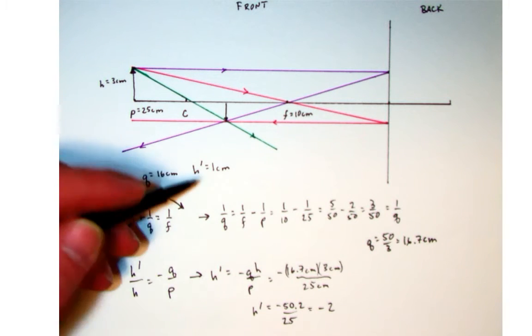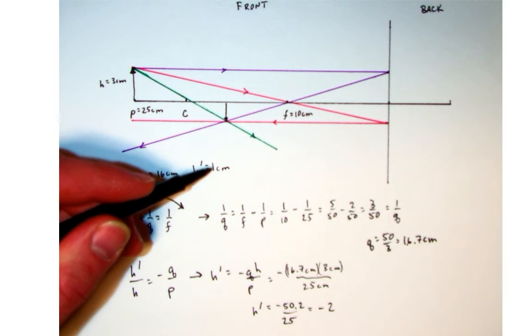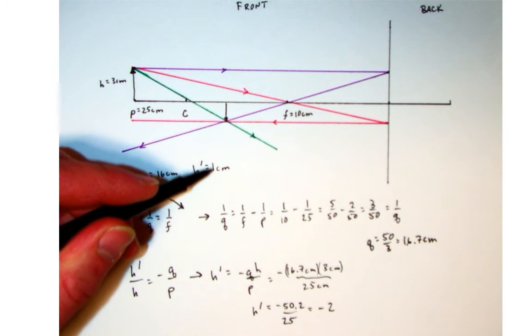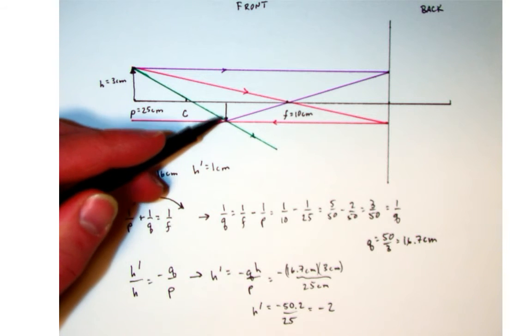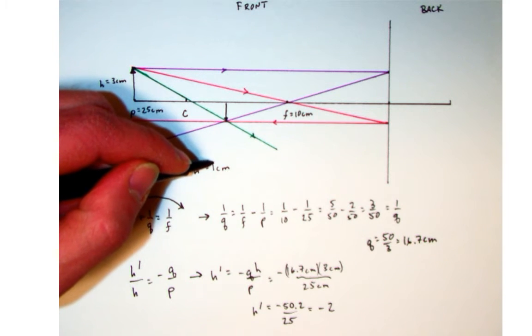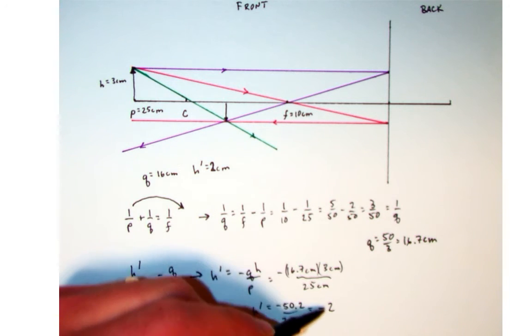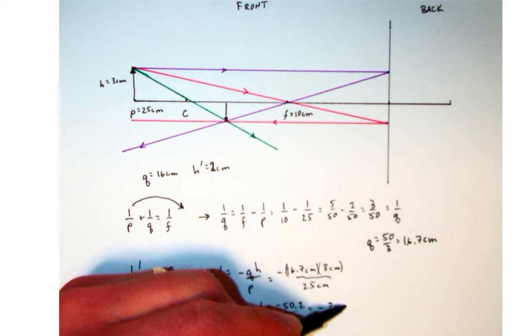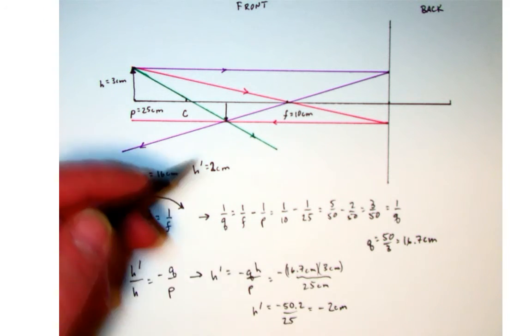And over here I got 1 centimeter. Well, there's a mistake I made here. I measured that. That is 1 centimeter, but again I cut all my numbers in half, so in reality that should be 2 centimeters. So 2 centimeters there, 2 centimeters here, and those numbers agree.